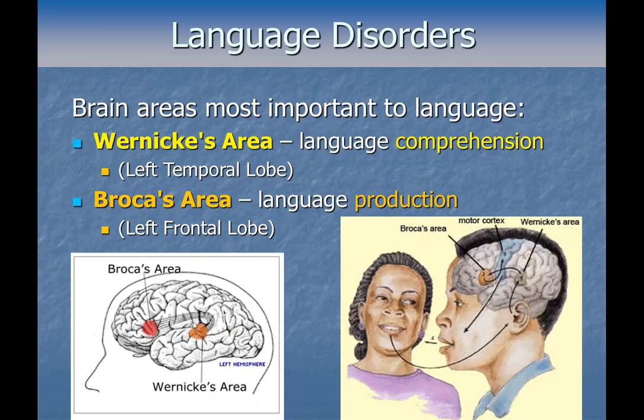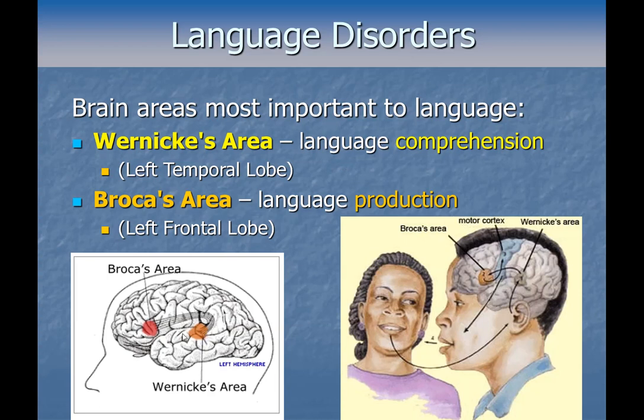The main function of this area, you could say, is that it's incredibly important for language comprehension. And remember, comprehension is the ability to understand language. You might even put this strongly as understanding the meaning of individual words. That would be something that Wernicke's area is really important for.